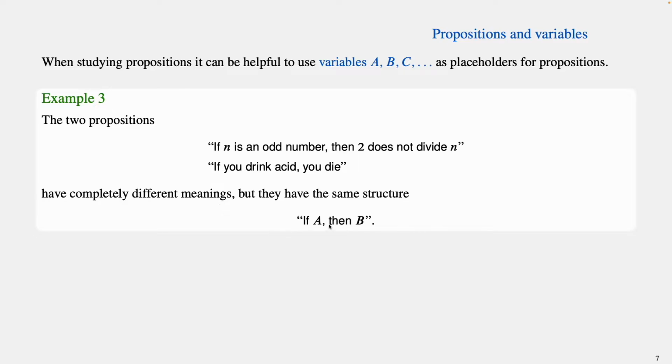So with the first proposition, the A part corresponds to n is an odd number, and the B part corresponds to 2 does not divide n. Whereas in the second proposition, the A part corresponds to you drink acid, and the B part corresponds to you die.